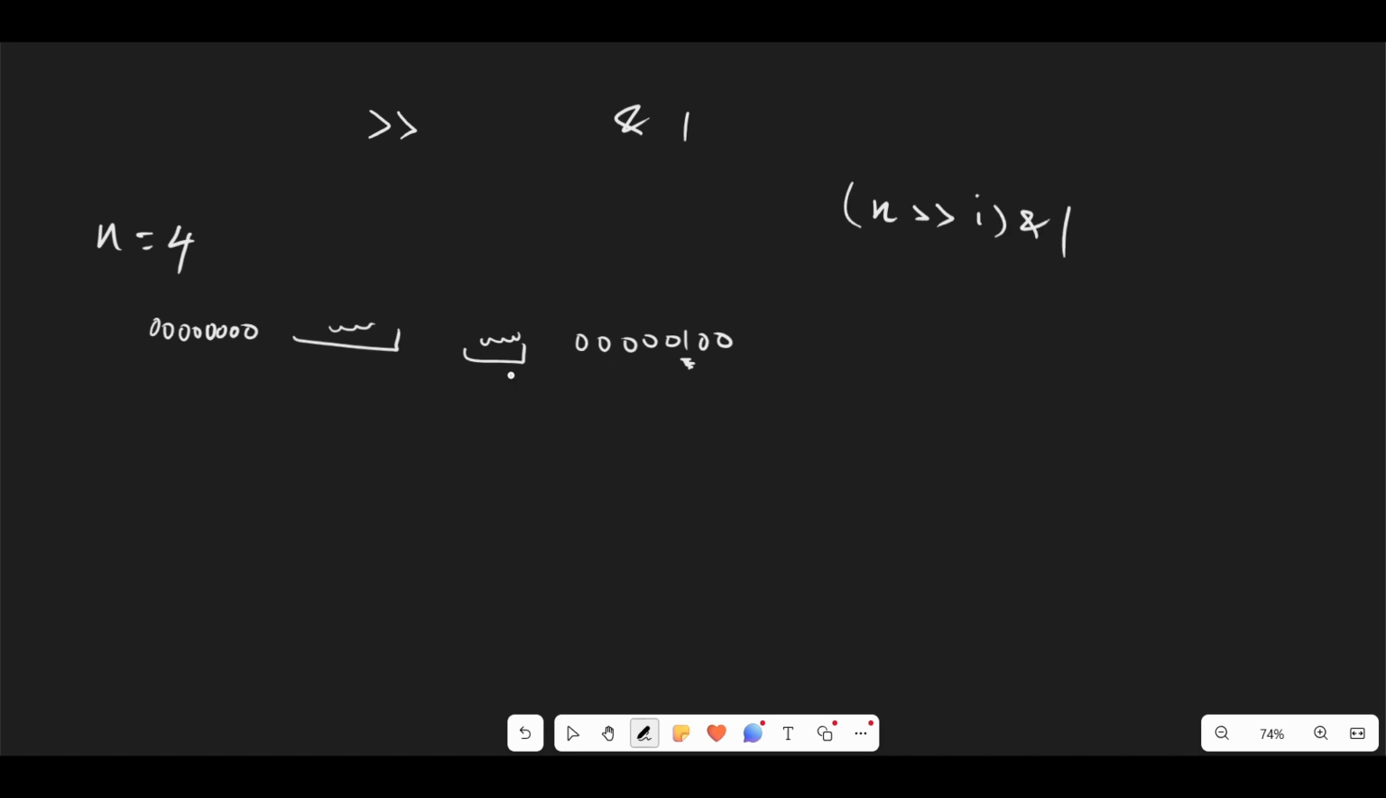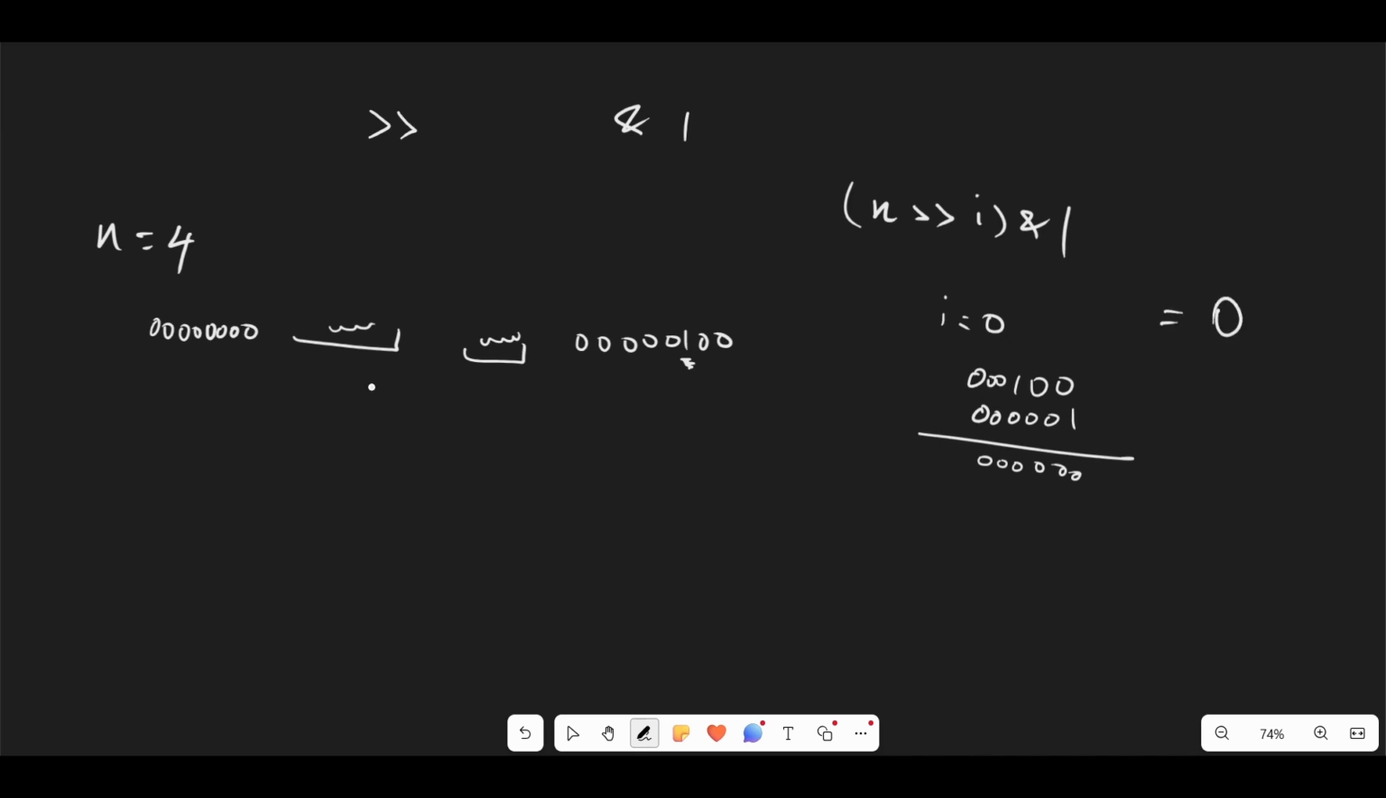When i is equal to 0, n will be so many zeros and then 1, 0, 0. Then we shift n right by 0, which is the same number, and AND it with 1. So 1, 0, 0 and 0, 0, 1 gives us 0. So the 0th bit is 0.